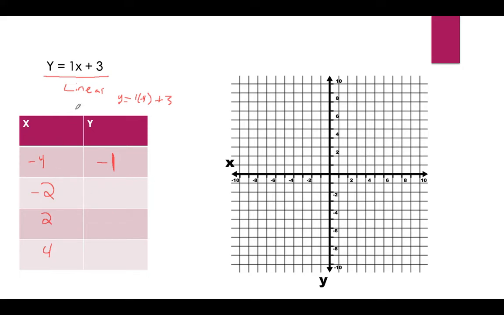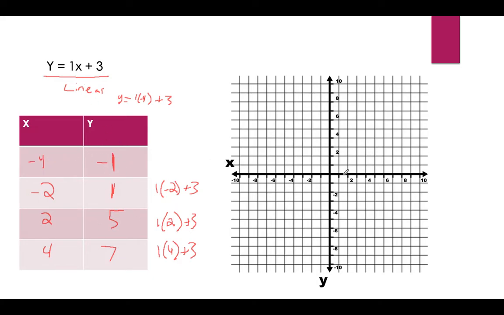Okay, well if you plug in negative 2, you got 1 times negative 2 plus 3. 1 times negative 2 is negative 2, plus 3 is 1. If we plug in 2, 1 times 2 is 2, plus 3 is 5. If you plug in 4, 1 times 4 is 4, plus 3 is 7. Okay, so with that rule we found our Y values.